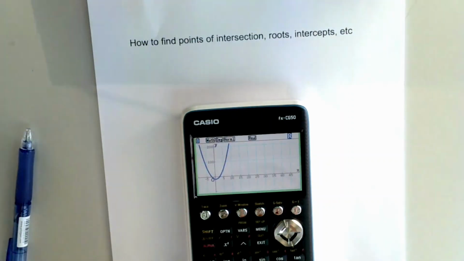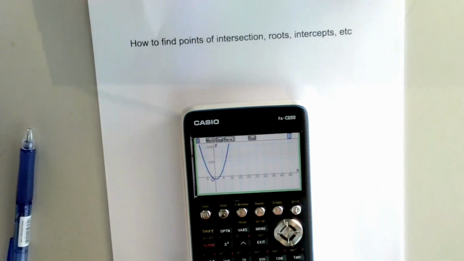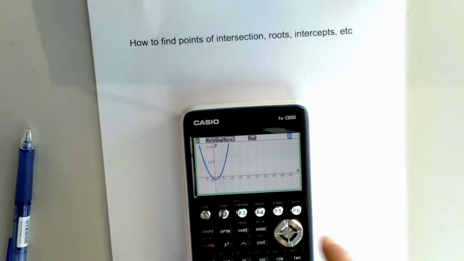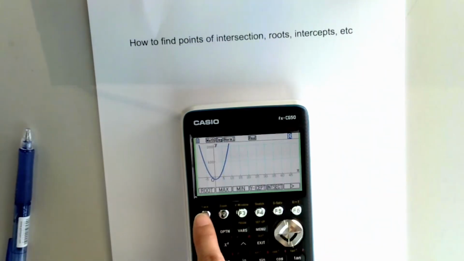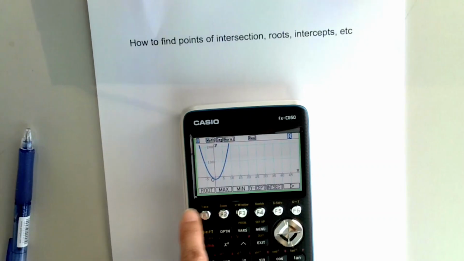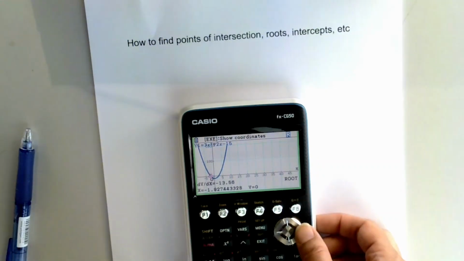Now it's got the root. For an equation like this, the graph will have the root and the y-intercept. You do not have to do all of them; you can find it by it. So G-Solve root is the zeros, the root, so the x-intercept. You got 2 of them there.